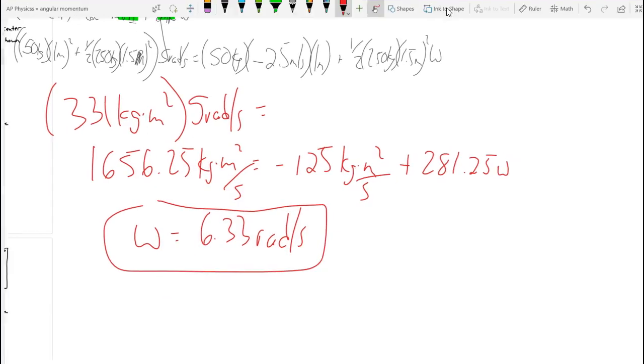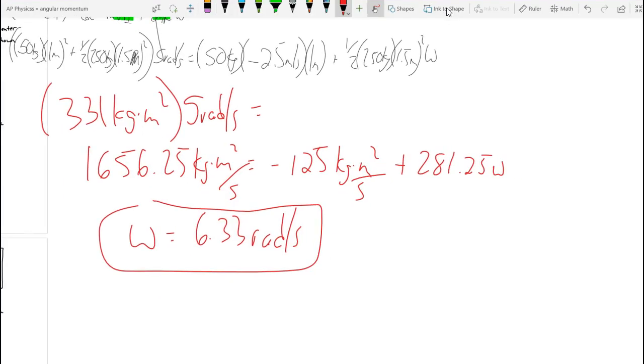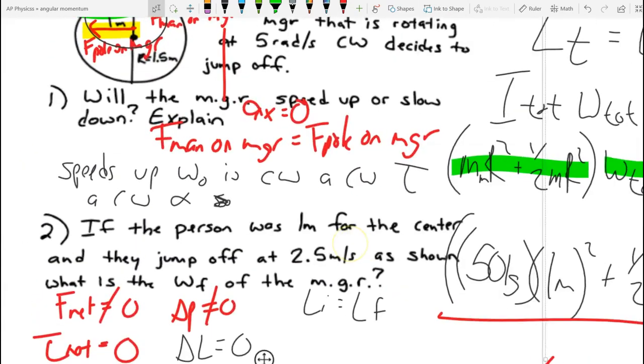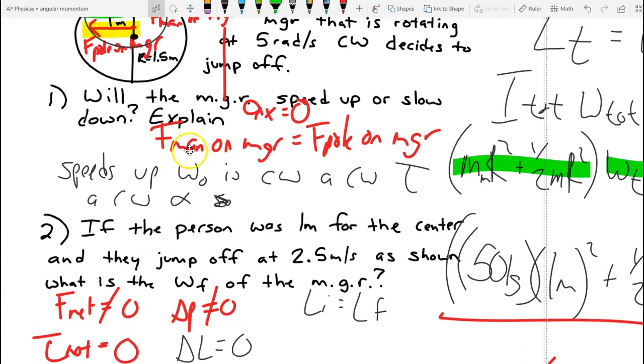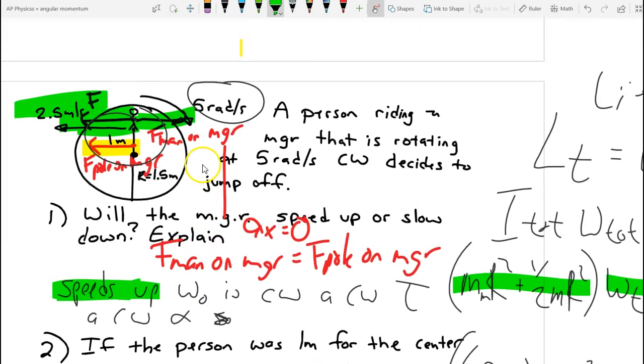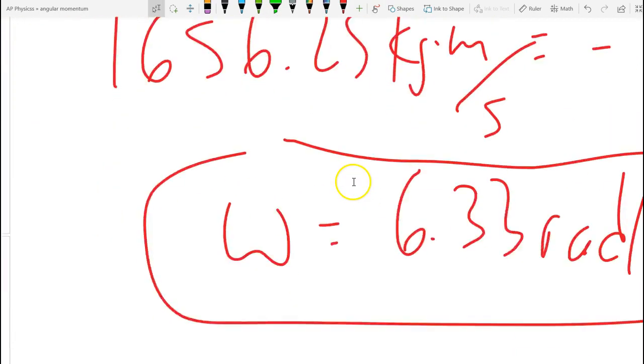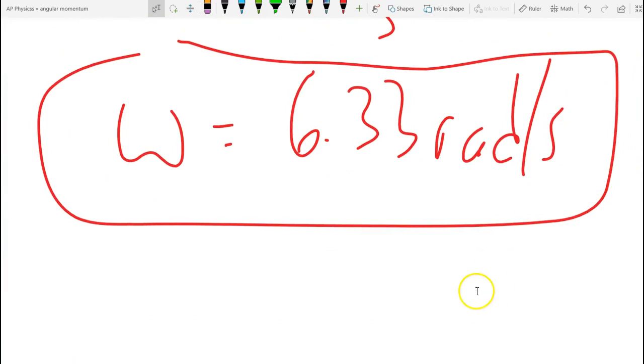So here, with my work, you can see, when I plugged in all this information, I got my 331 times my 5, then equals my negative 125, and then solved for omega. Again, you always need to check, do answers make sense? Well, right here, we said, what does the merry-go-round do? The merry-go-round speeds up. So it started off at 5 rad/s, and now I'm saying it is now going 6.33 rad/s.